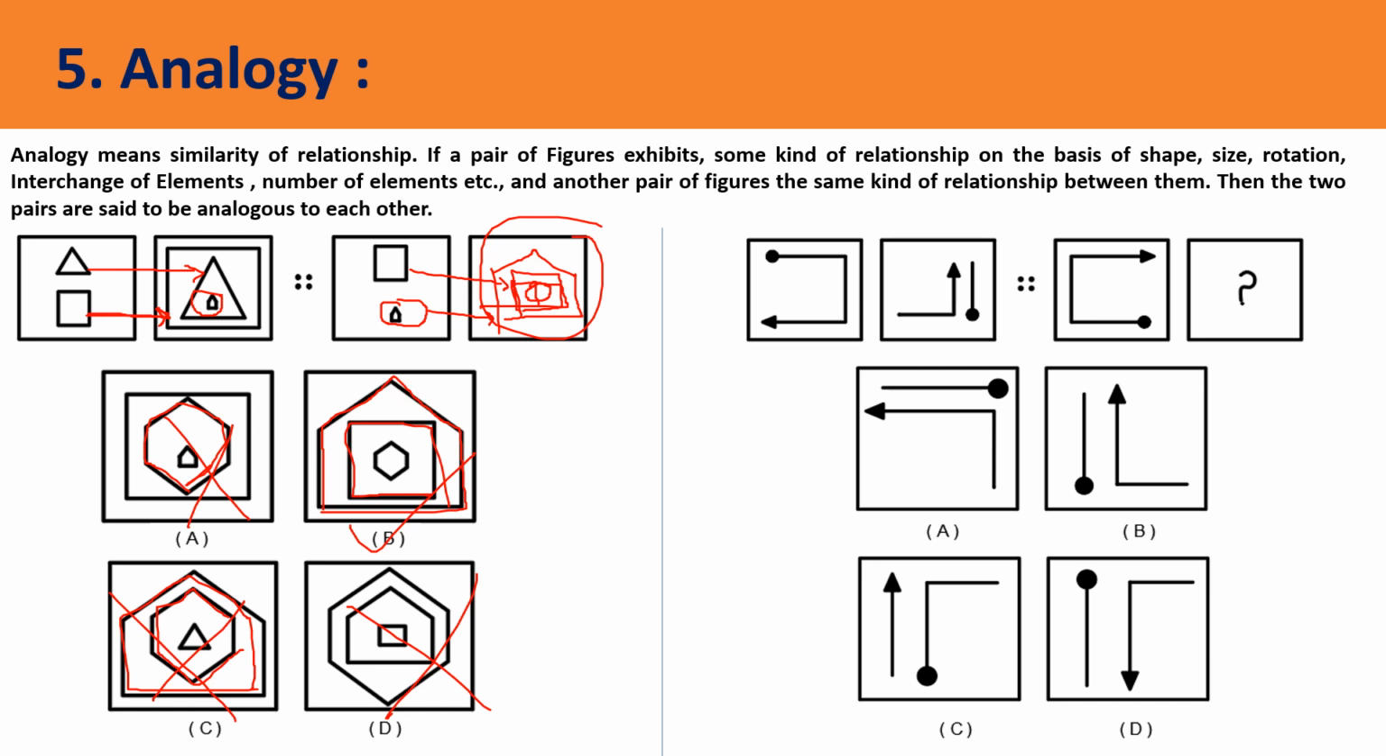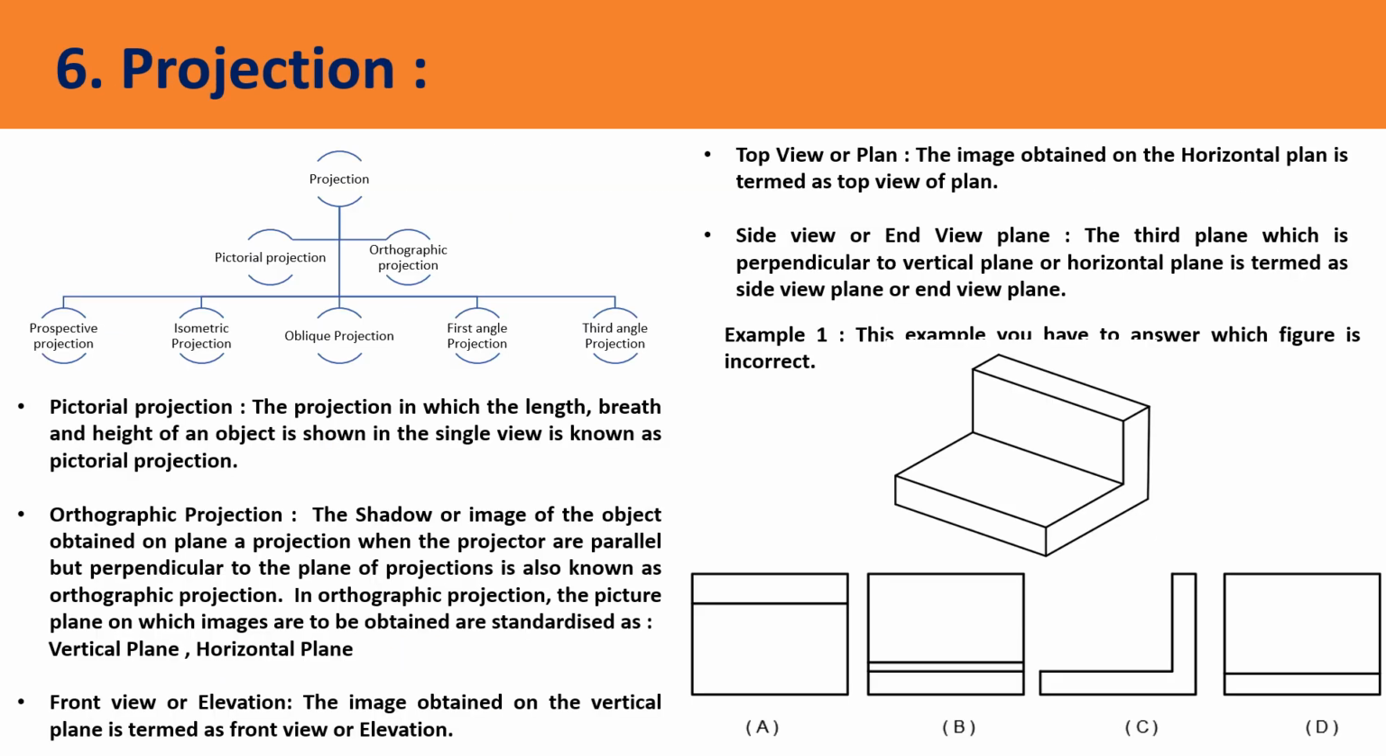So now this is the example that you have to solve, and let me know in the comments below which is the right answer for it. Talking about projection, we have different types of projection, and the main two topics are pictorial projection and orthographic projection. Each of them has separate subdivisions. Projection has your front view, top view, elevation, side views, etc.